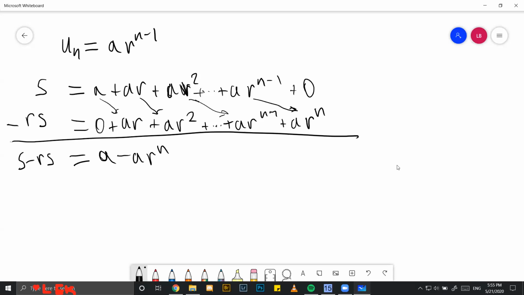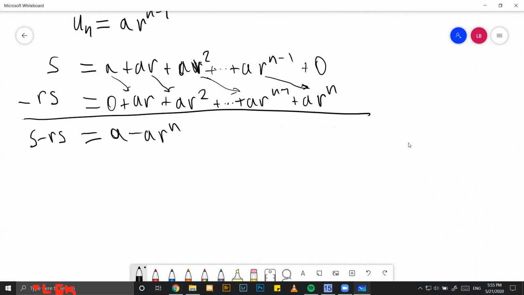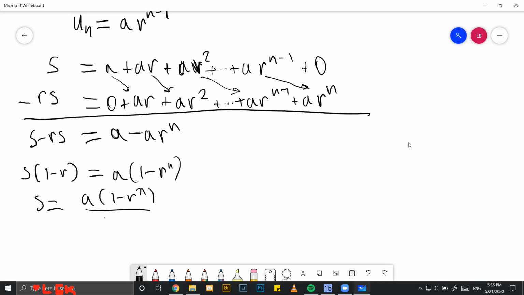Now what we can do is just solve for S. And the way we solve for S is like this. First we factorize the S out on this side. We get S times 1 minus r is equal to, and we can also factorize this side, so we can make it a times 1 minus r to the power of n. And then S is equal to a times 1 minus r to the power of n over 1 minus r.